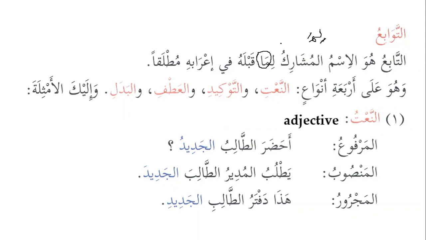Lima taquluna ma la taf'alun. Similarly, amma yatasa'alun. So basically, that is a combination of li plus ma, this one here. So when you see that there is ma complete with alif, that means it is ma al-mawsula. Ma al-mawsula means it will connect the previous idea to the next idea. Lima qablahu fi irabihi mutlaqan. So it is basically a noun that follows a noun that is before it in irab. Fi irabihi mutlaqan, absolutely. So it will follow the noun that is before it in irab completely. So wahuwa ala arbaati anwa'in, and it has four kinds. Okay, why is it majrur?